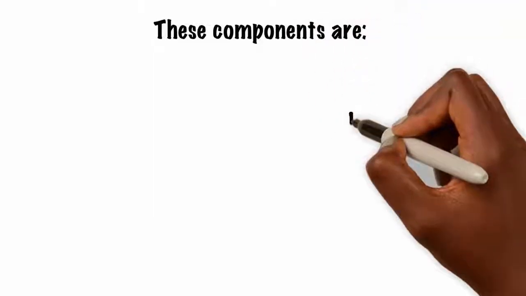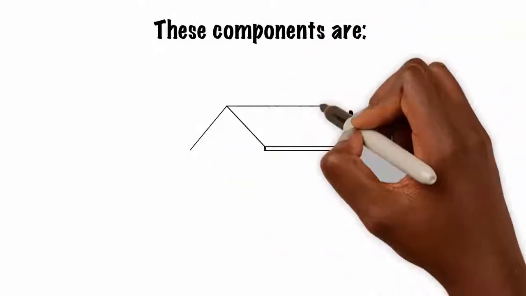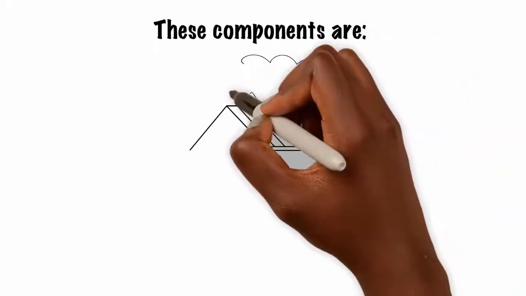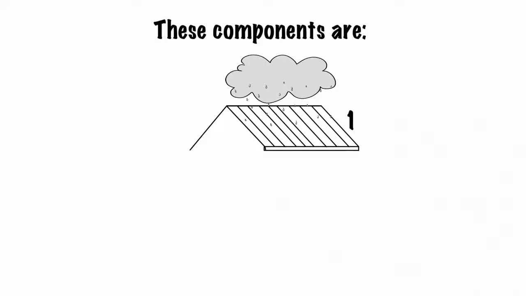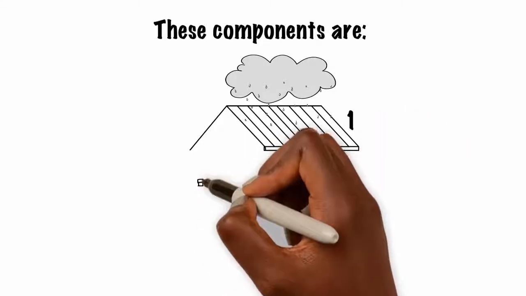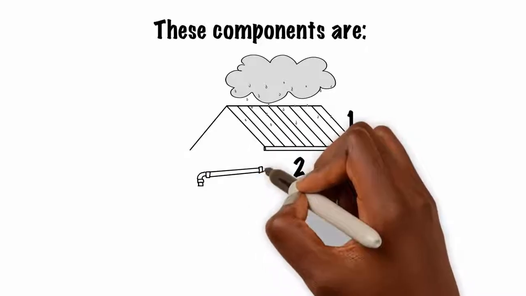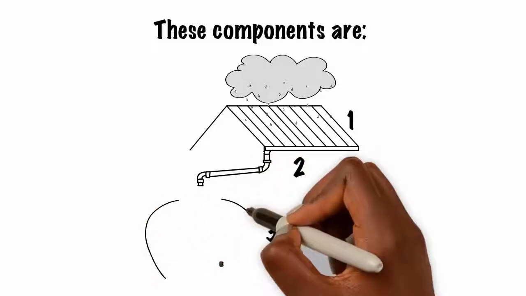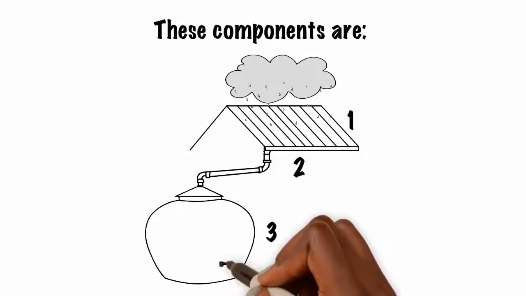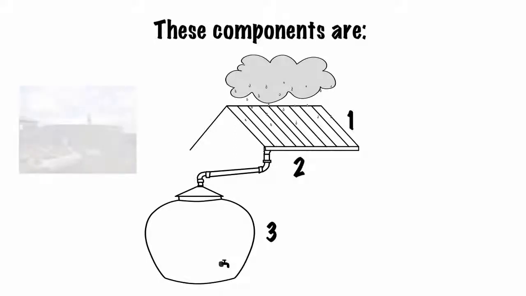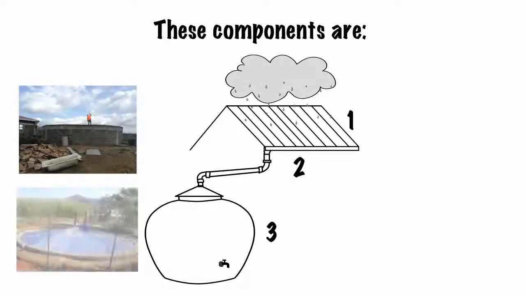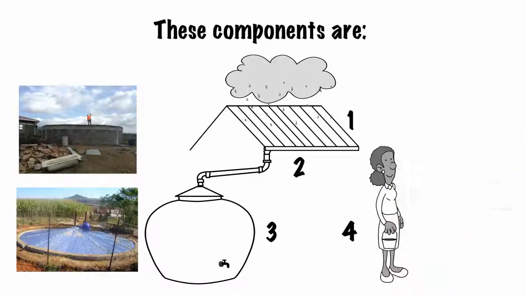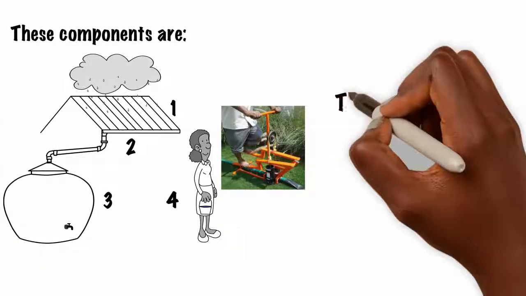These components are: 1. The collection surface where the rainwater falls on, for example, the type of roof, surface area type, surface area, etc. 2. The conveying and channeling of the collected water to storage, for example gutters and pipes. 3. The storage facility where the water is stored for future use, for example surface or underground storage, type of tanks, etc. 4. Accessing the stored water, for example using gravity, pumping, or buckets.